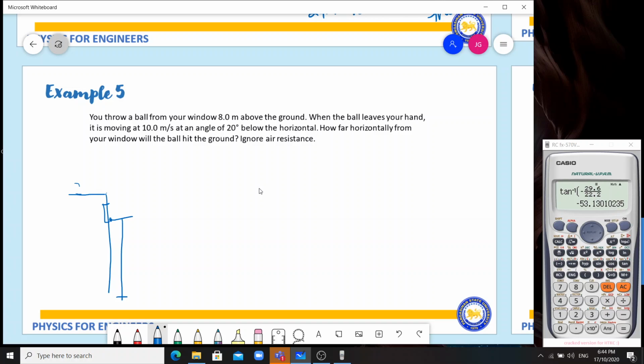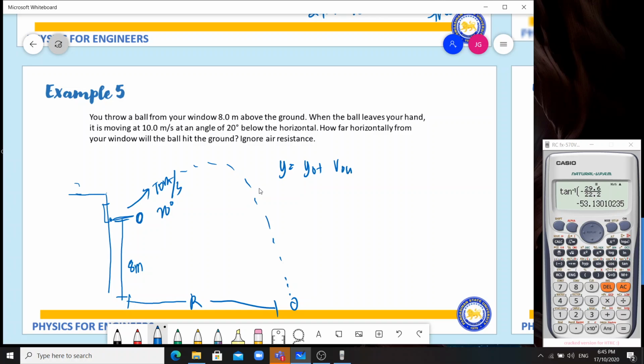Okay. 8 meters. Okay. Ang datum natin, ito na lang. Andito yung 0 natin. Okay? So, nagtapon ka daw ng bola. 10 meters per second at 20 degrees angle. So, malamang pag nagtapon ka, mahuhulog siya pababa. Ang hinahanap is how far horizontally. So, ito. Yung range yung hinahanap. From your window will the ball hit the ground. Okay? So, pwede natin gamitin dyan is y0 plus v0y t minus 1/2 gt squared at saka yung x0 plus v0x t.